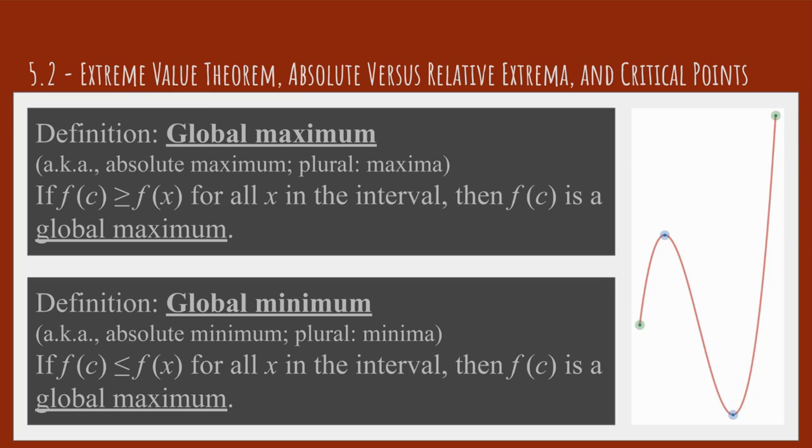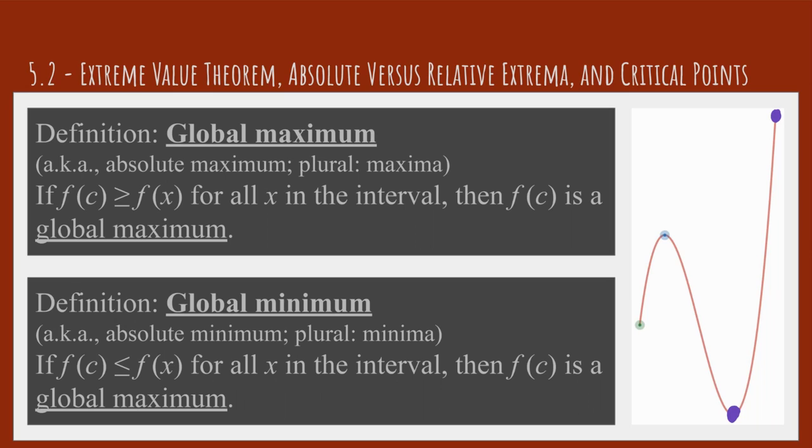A global maximum is going to be basically the largest value of a function over some interval. So if you look at the graph I have over here on the right, we have a peak here. That's going to be something we're going to talk about later. That's a local maximum, but the absolute highest value of the function is going to be at this point right here. So the value that we get at that point is the global maximum. On the other hand, the global minimum is the absolute smallest value that we get, or lowest value, and that's going to be at that point right there.